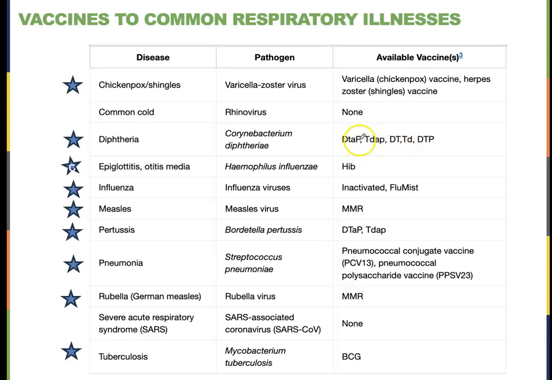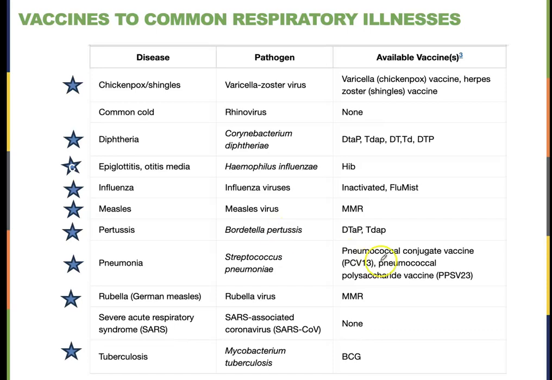Diphtheria, acellular pertussis. And then this is HIB for Haemophilus influenzae. This is the flu, right? There's a couple of ways we can vaccinate against the flu: a shot and a mist that goes up your nose. MMR: measles, mumps, and rubella, or German measles. We don't have mumps here, but measles, mumps, and rubella. Then we have pertussis, so that's whooping cough, and that's in the DTaP vaccine. The P is for whooping cough.